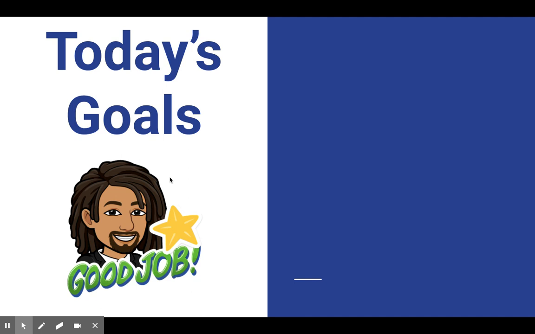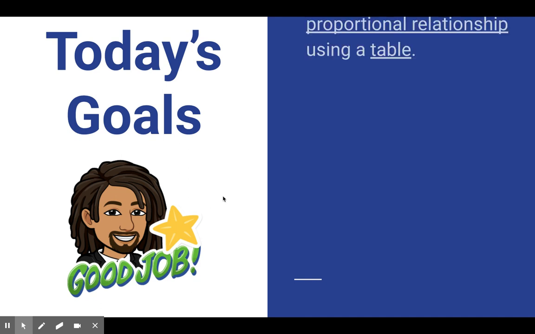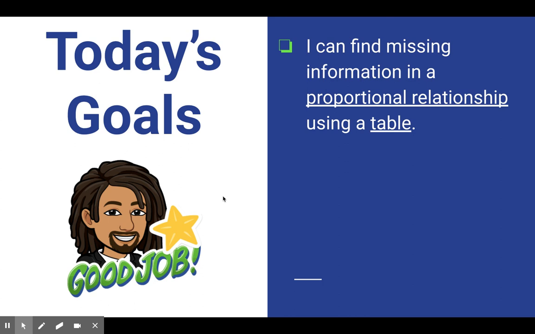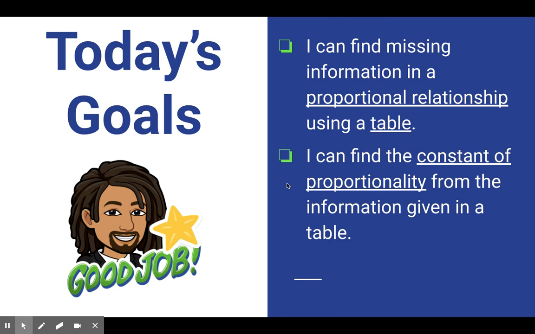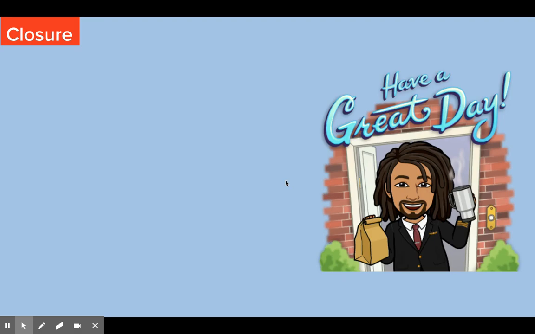So once again, let's just recap today's goals. Our goals for today were that I can find missing information in a proportional relationship using a table. I can also find the constant of proportionality from the information given in a table. Okay, so those were our goals for today.